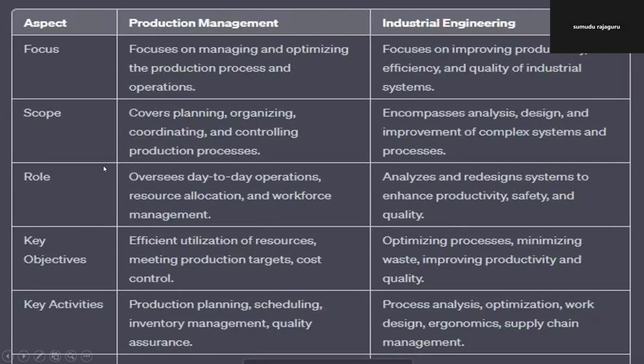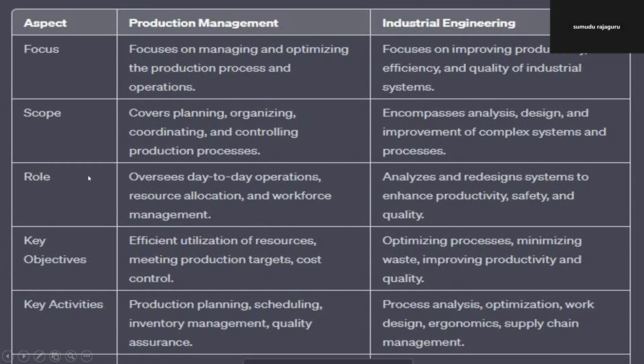So this is the comparison when considering the focus. Production management focuses on managing and optimizing the production process and operations. But when coming to operation management, it's mentioned here industrial engineering, which is also operation management related activity, focusing on improving productivity, efficiency, and quality in industrial systems. When considering the scope, production management covers planning, organizing, coordinating, and controlling production processes. Operation management encompasses analysis, designing, and improvement of complex systems and processes.